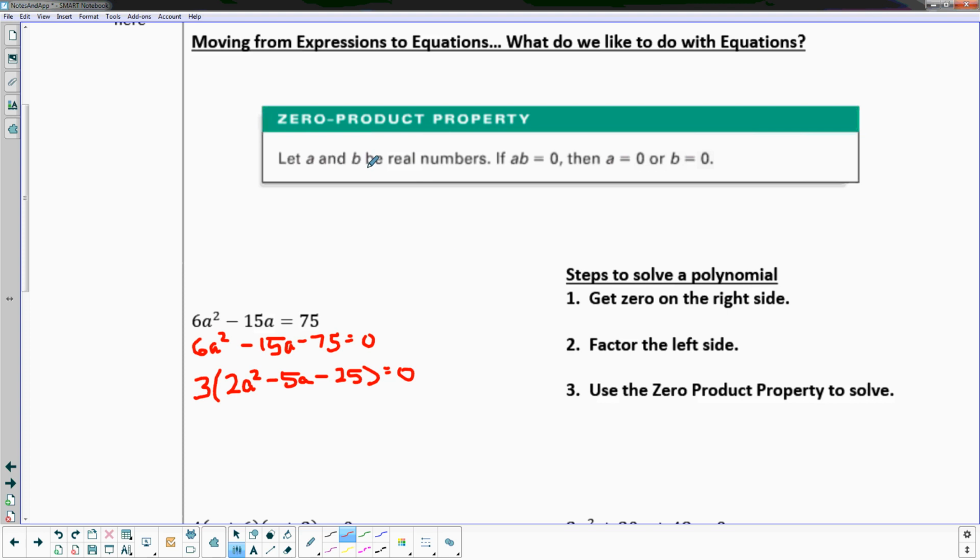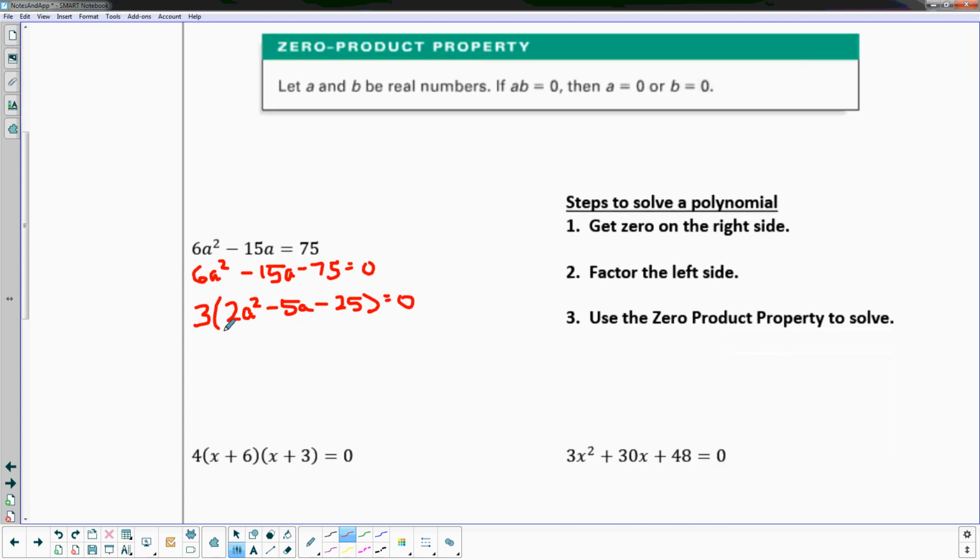Now, we could use that zero product property right here. I have two things being multiplied together. I have 3, and I have 2a squared minus 5a minus 25. So one of those has to be 0 in order for this to be true. I can't turn a 3 into a 0. There's no variable in this first thing to turn it into a 0. So I'm not even going to try, but it's going to hang out with us throughout the problem.